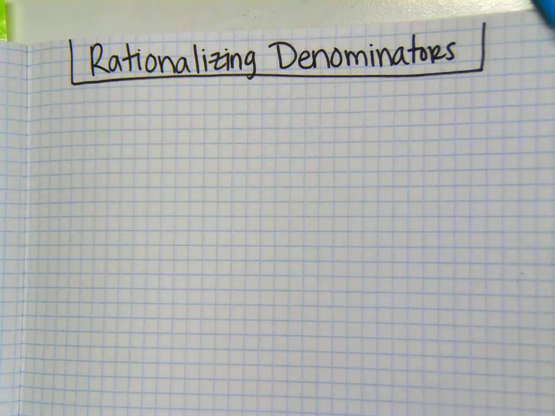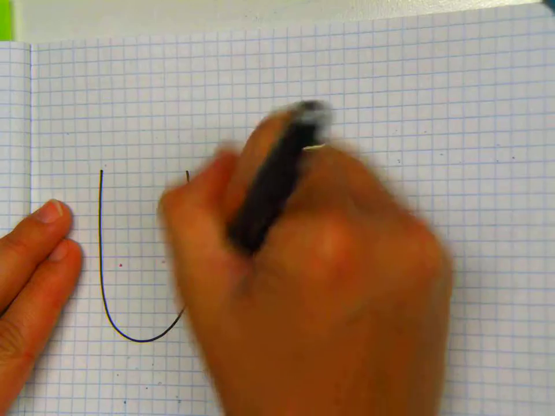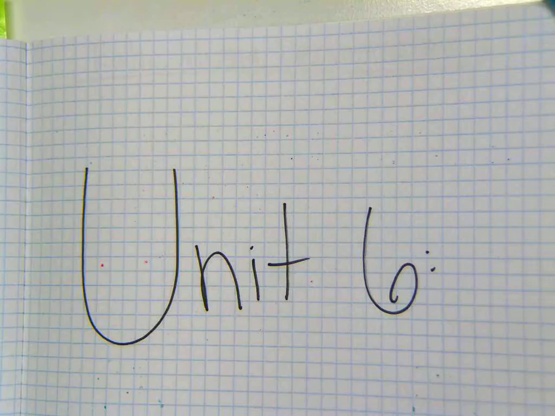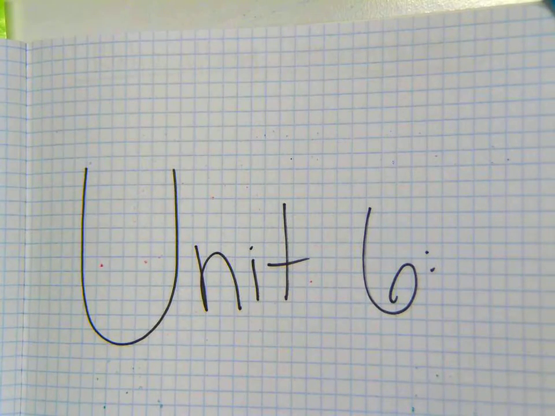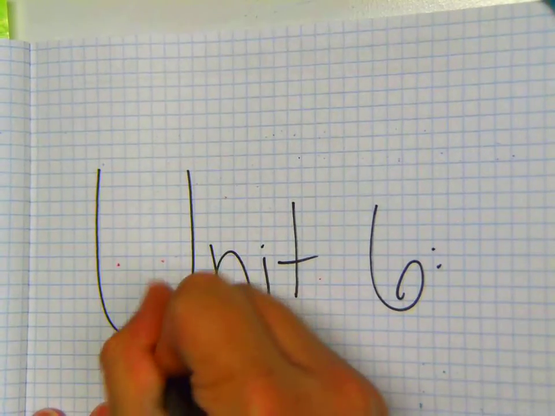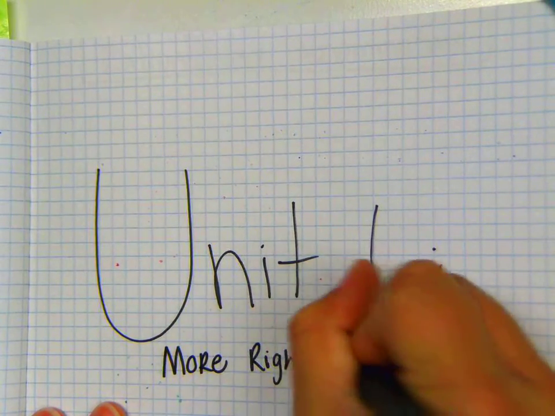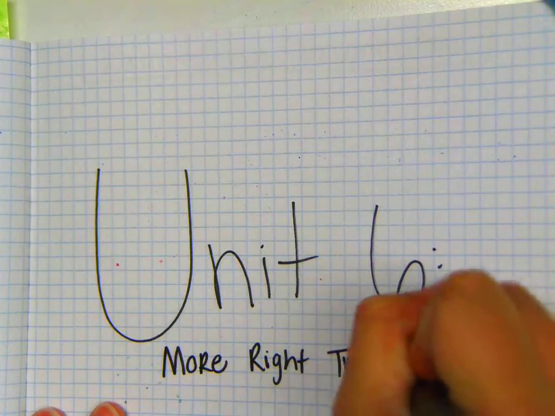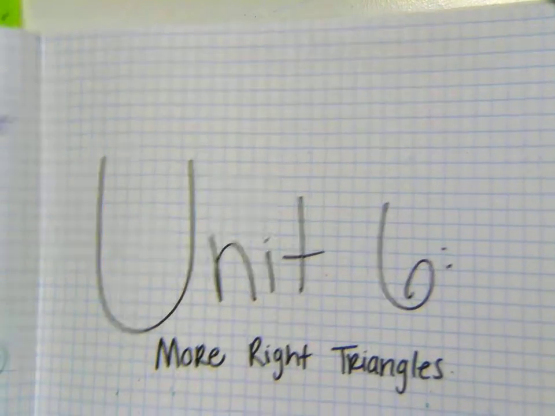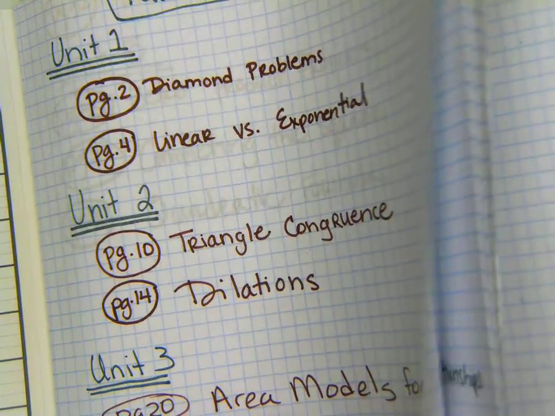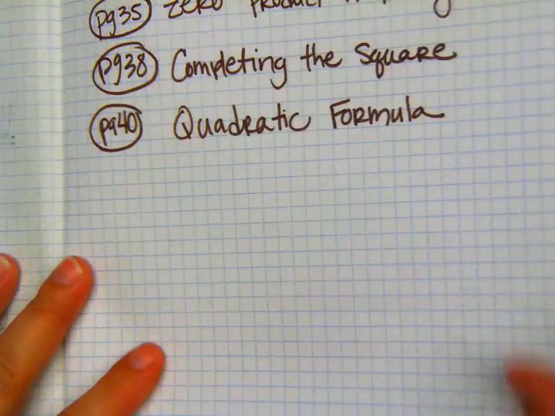And just in case your teacher did not, I'm going to write the unit 6 two pages before this. If you don't have room, that's okay. I just want to keep our notes organized. So this is going to be unit 6. And then the title of unit 6 is More Right Triangles. And then I'm going to add that to my table of contents. If you've already done that, that's okay.